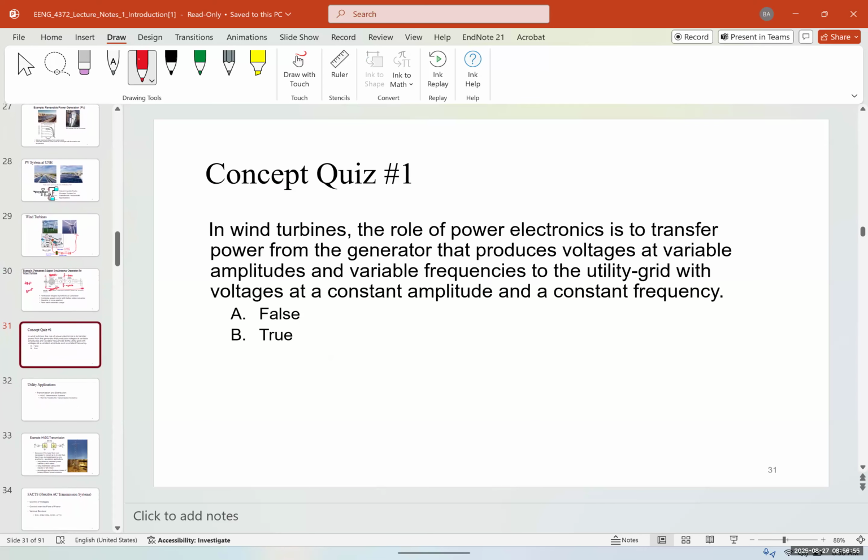So a concept quiz that we're going to have right now. I wanted to use this as attendance. Obviously, all of you are present right now.